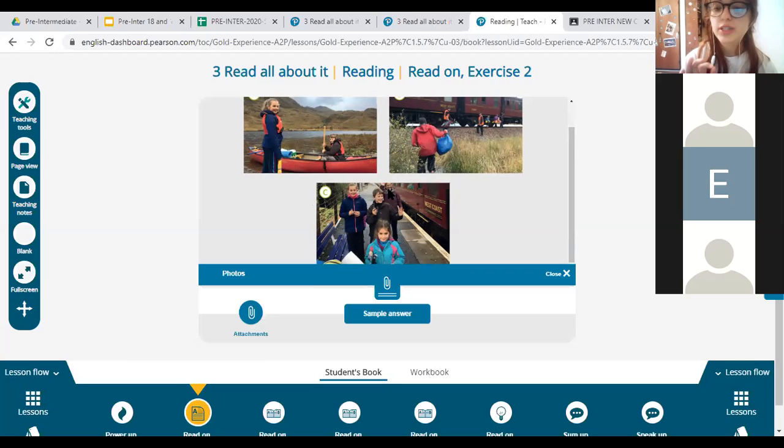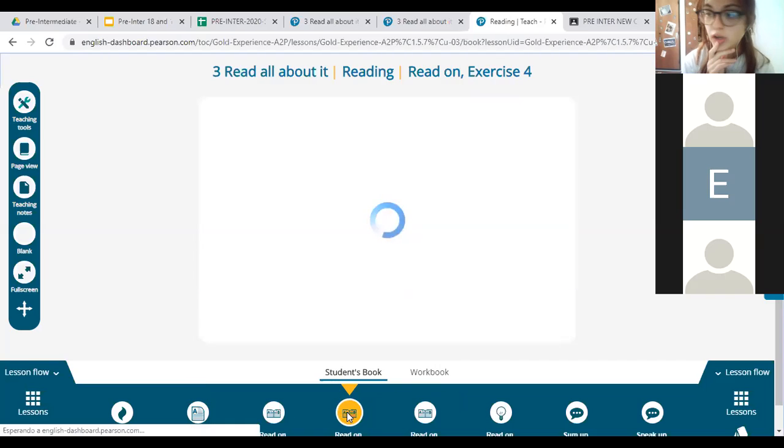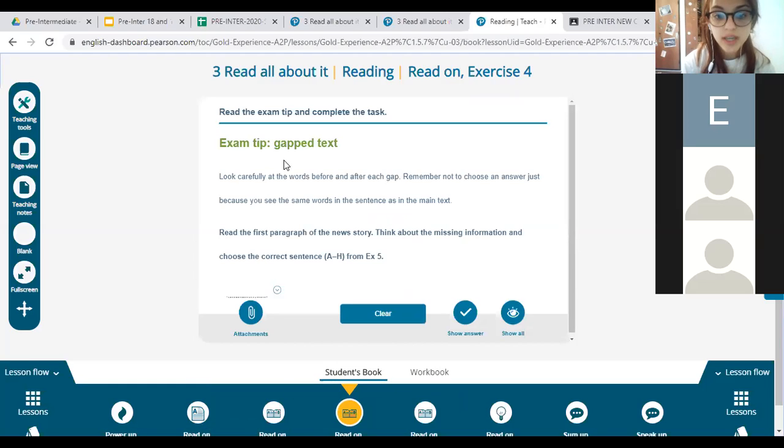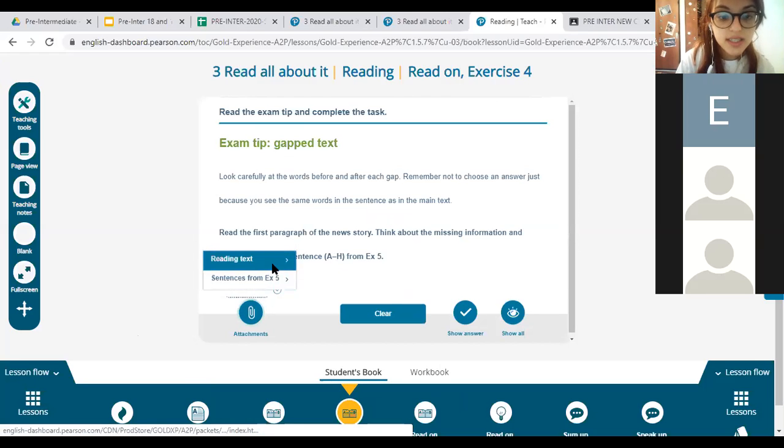But before that, I want you to keep in mind that we are going to do a different exercise today. Usually we have a true or false or something like that. But today, the exercise is called gapped text. Can you see the exam tip? There's a little box that says gapped text. Yes? Sí. What we will have to do now is we have 1, 2, 3, 4, 5, 6, 7, 8 sentences from A to H, yes, that have been taken out of the text. So let's see. This is the text.